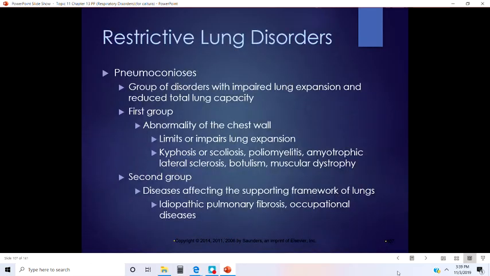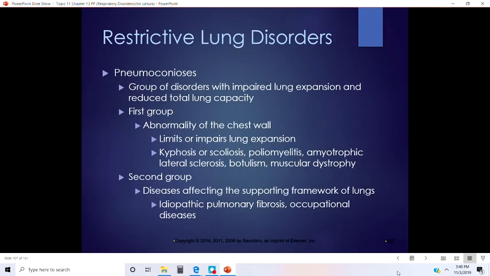So let's take a look at the first type of restrictive lung disorder. It's actually a group. We call these pneumoconioses, right? So this is a group of disorders where the patient has impaired lung expansion. They're not able to expand their lung, and there is a loss of their total lung capacity. So we can divide this simply into two groups.